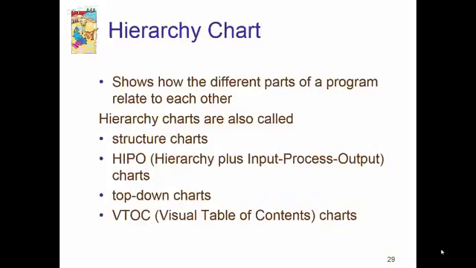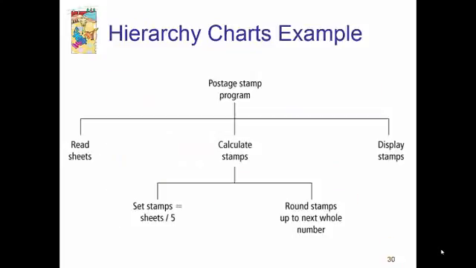The last was a hierarchy chart. So the hierarchy chart shows the different parts of the program and how they relate to each other. Hierarchy charts are also called structure charts, HIPO, top-down chart, VTOC. And as an example here, you can see up at the top we're creating a postal stamp program. The next level down says we're going to read our sheets, we're going to calculate our stamps, we're going to display our stamps. Well, how do we calculate the stamps? Again, we have our stamps, sheets divided by 5, and we want to round it up to the next whole number.